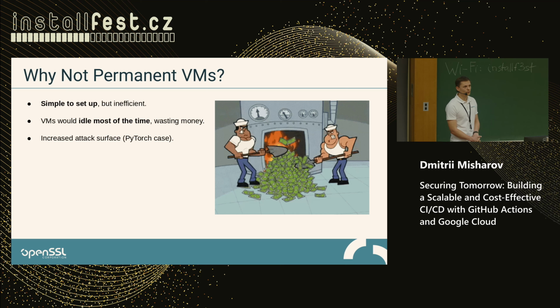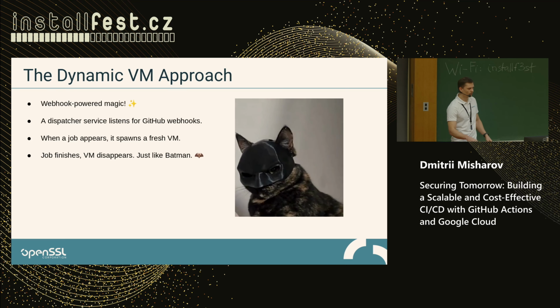Also, permanently running runners can cause security leaks and problems that have happened in the past. For example, the PyTorch case was exactly with permanently running GitHub Actions runners. We want to avoid all this. So it's obvious we want to go to dynamically provisioned VMs.